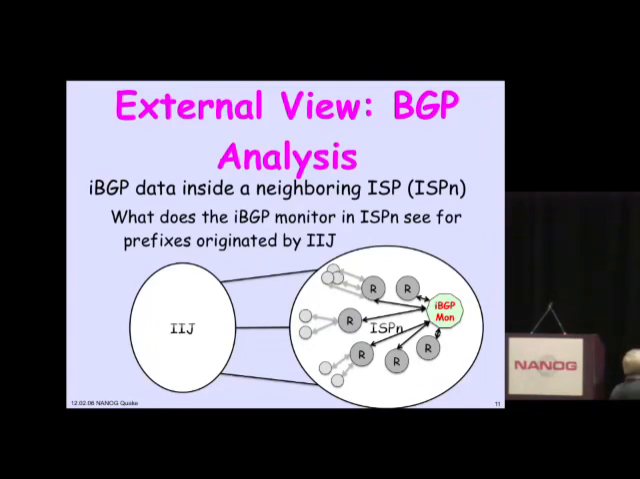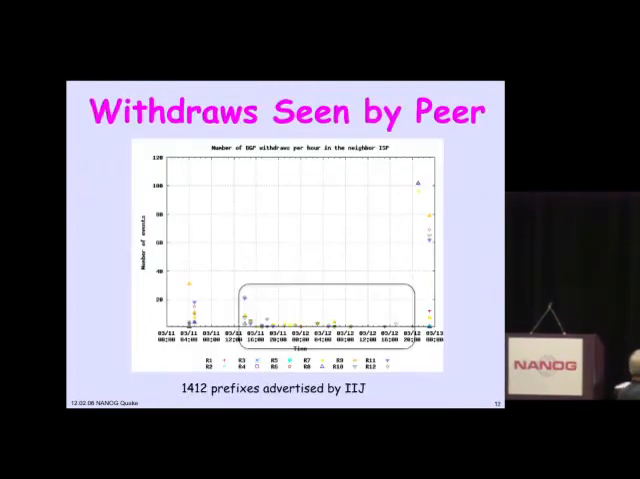So we've got a BGP monitor looking at the iBGP from inside the neighboring AS, monitoring the prefixes as seen by that ISP. And what we see is, we can see the event.